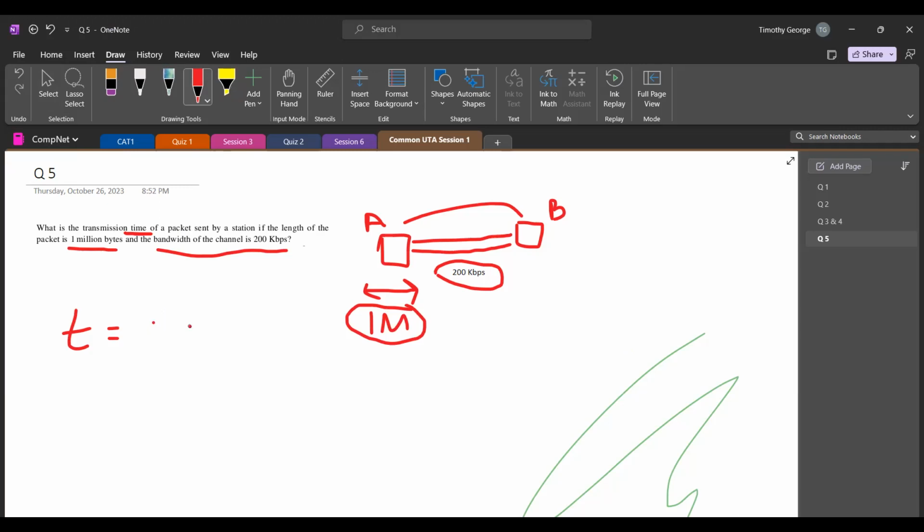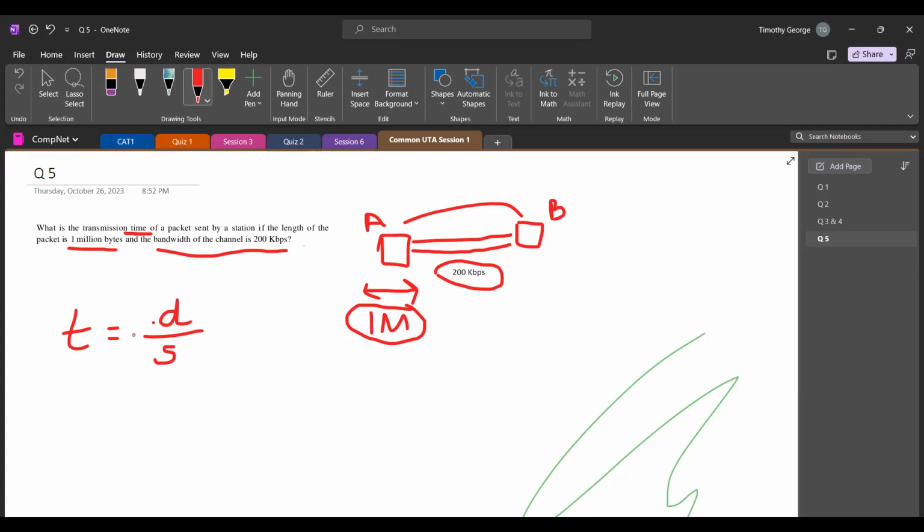So we were talking about time. We know time is length by speed, or as we'll say, distance by speed, because we know speed is distance by time. So that's what's going to give us the clue to solving this.